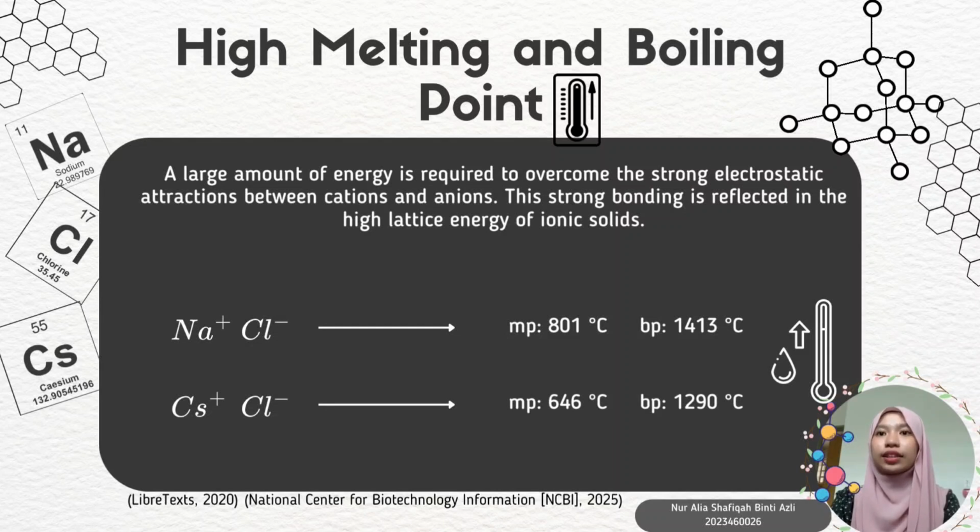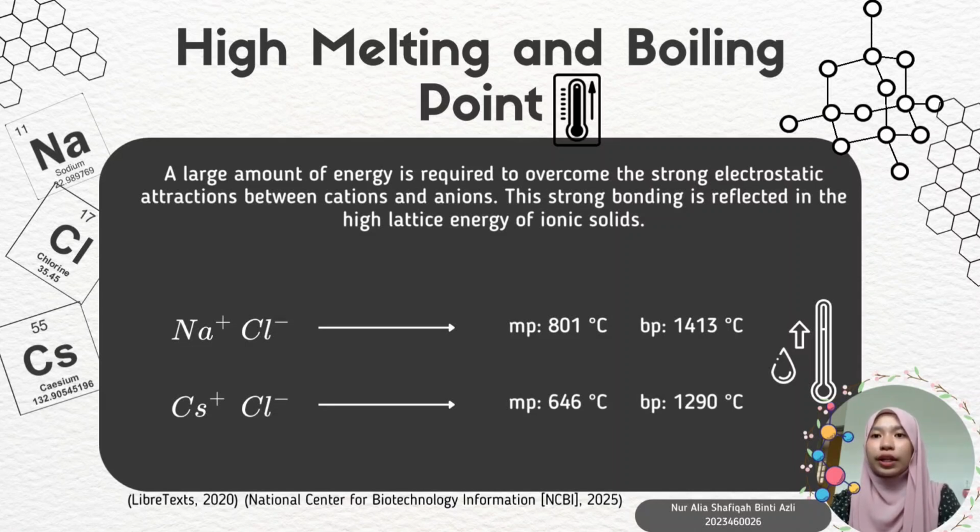Ionic solids generally have high melting and boiling points because a large amount of energy is required to overcome the strong electrostatic attraction between oppositely charged ions. In the crystal lattice, for example, sodium chloride has a melting point of 801 degrees Celsius and a boiling point of 1413 degrees Celsius. This is because the sodium ion is relatively small, allowing it to be closer to the chloride ion. The shorter distance between the ions results in stronger electrostatic attraction and higher lattice energy.